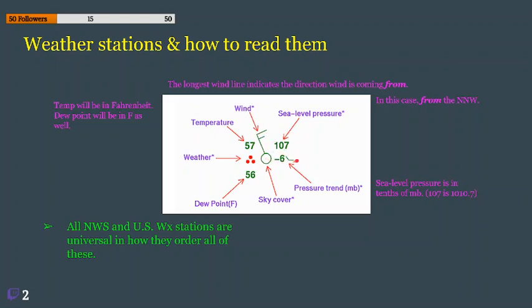And the pressure is 1010.7 millibars here, because sea level pressure is in tenths. Obviously, you have all of these that we are going to be going over.